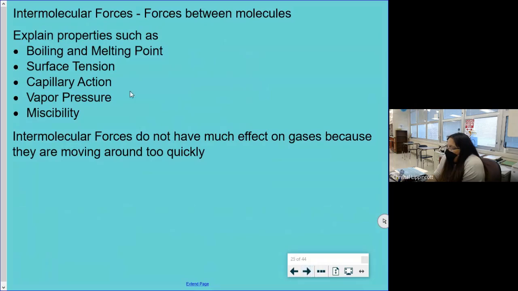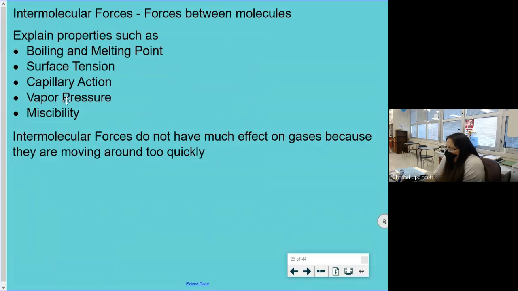All right. Intermolecular forces are between molecules. They explain properties such as boiling and melting, surface tension, capillary action, vapor pressure, miscibility, but they don't have much effect on gases because they are moving around too quickly.